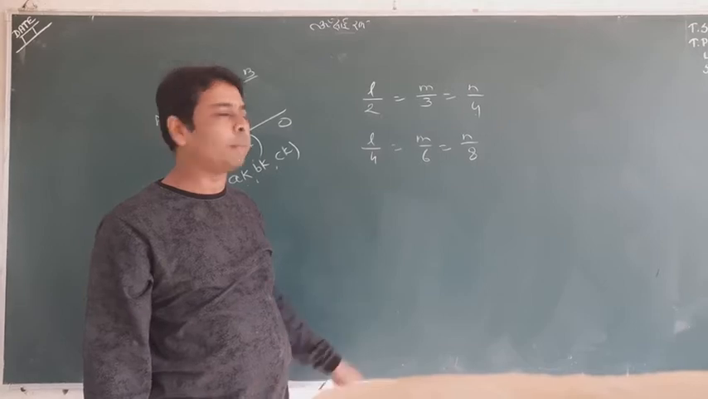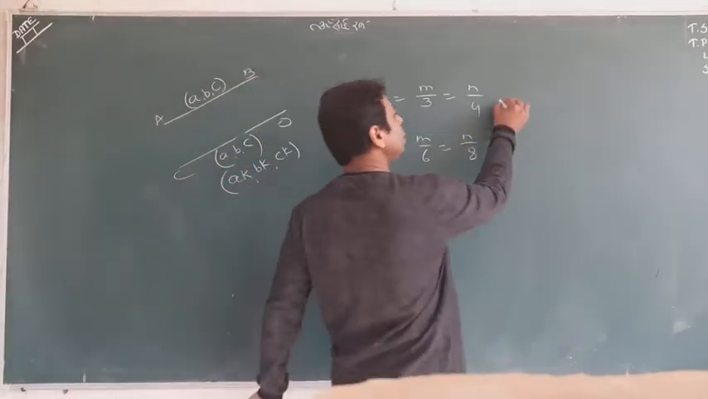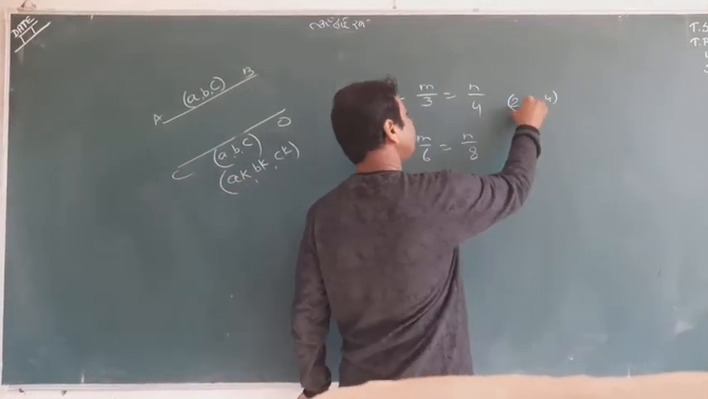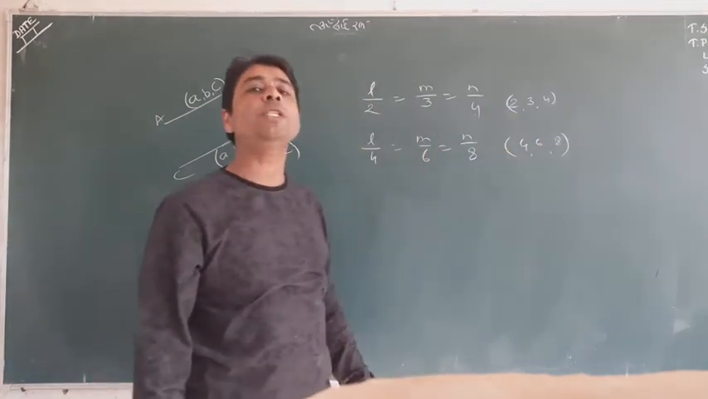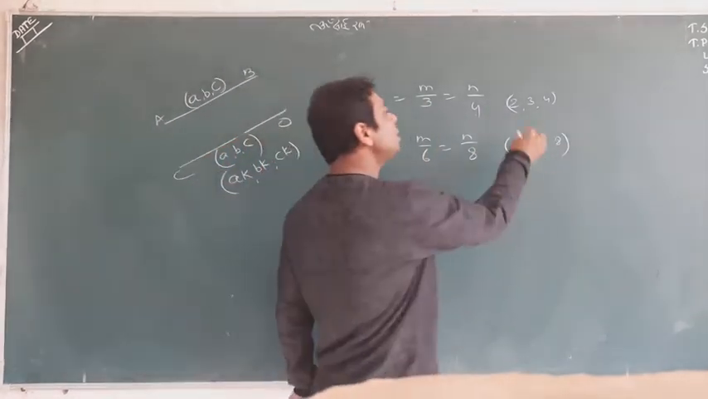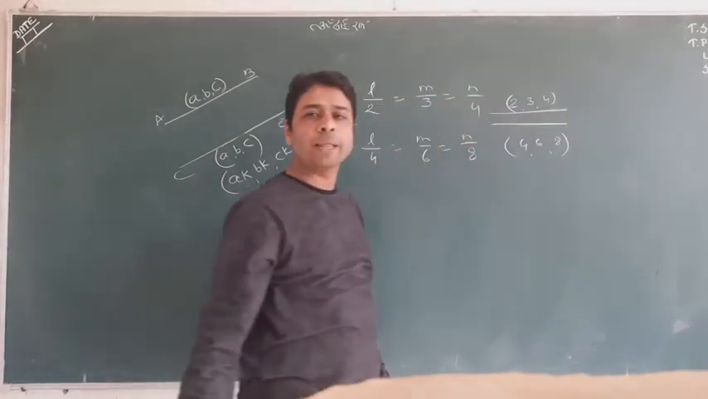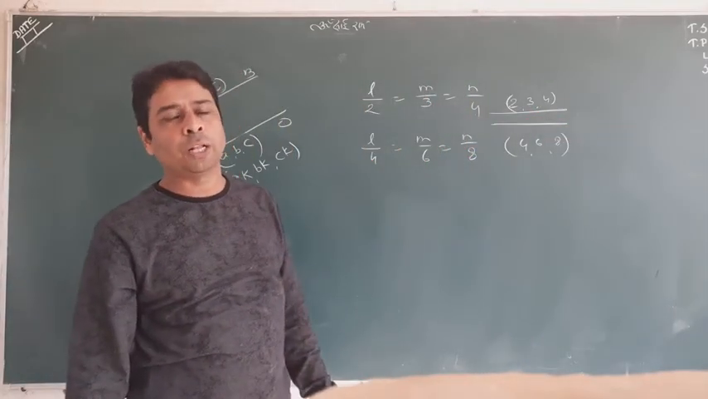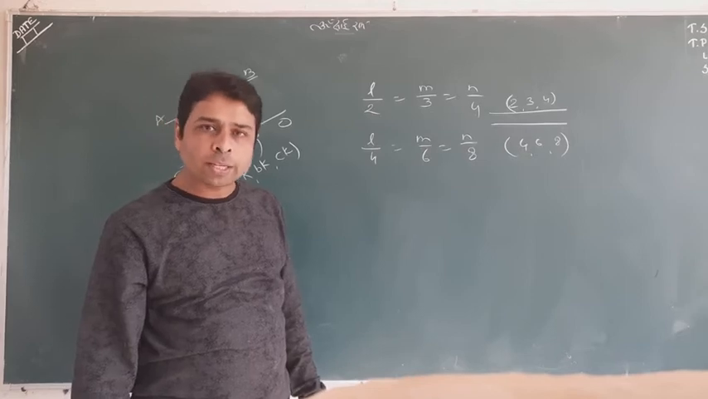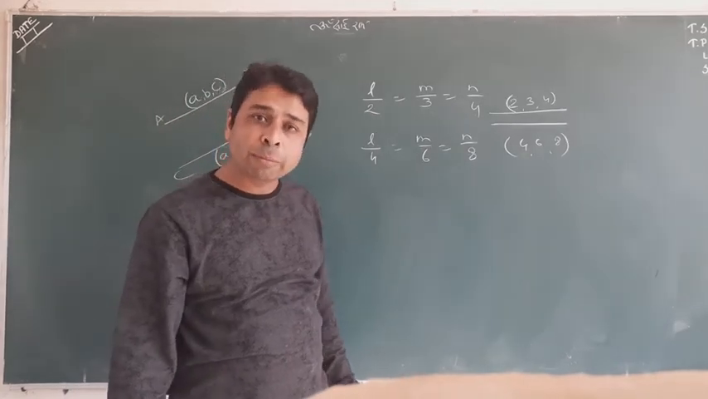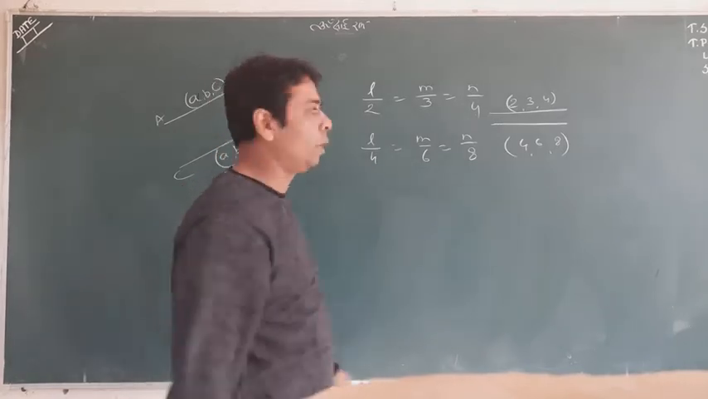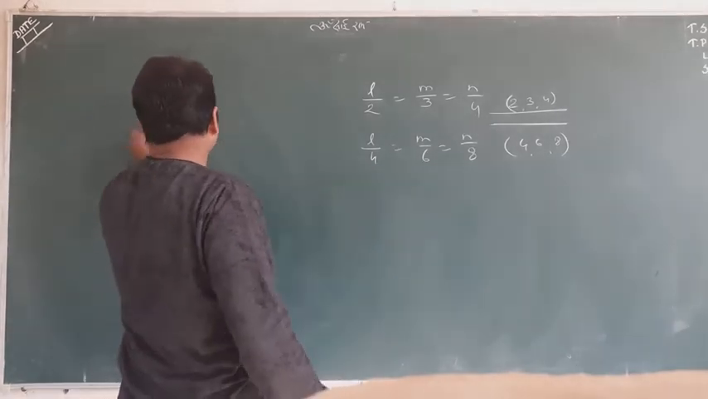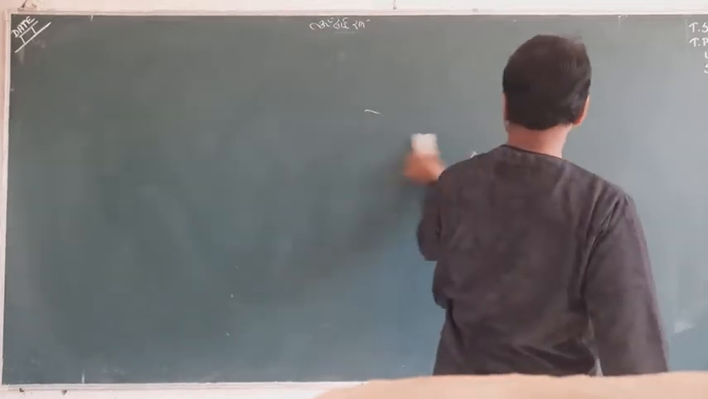They are considered the same. 2, 3, 4 is a ratio of this line. 4, 6, 8 is a ratio of this line. If I ask you what is the nature of these lines, you can say these lines are parallel because their ratios are proportional. So remember, when two lines are parallel, their ratios can be considered equal or proportional. This thing is also very important.